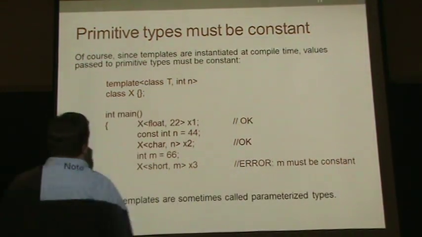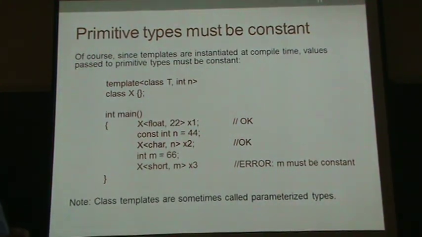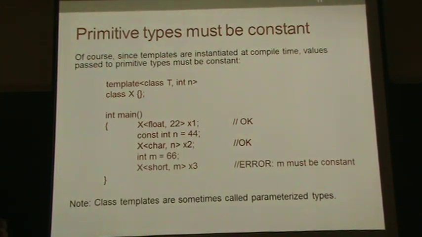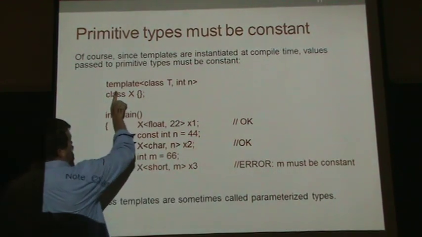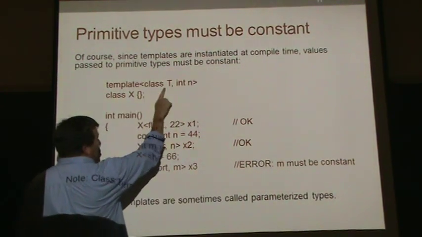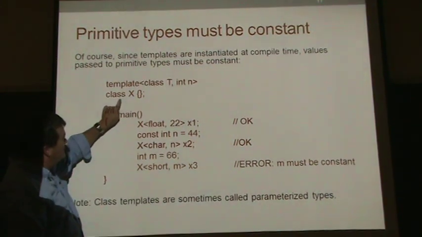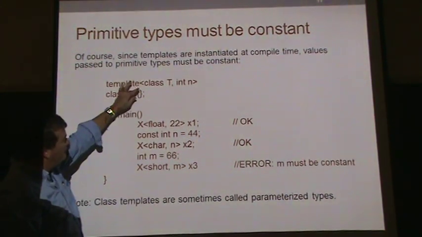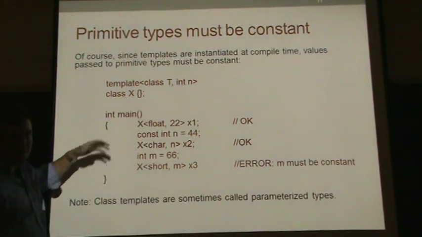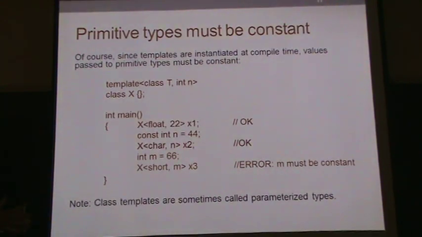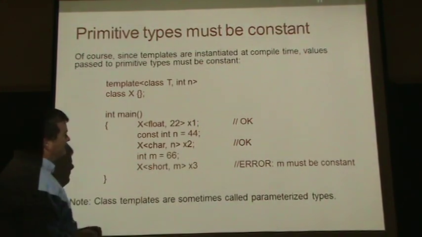Now, this is just one side thing to remember: the primitive types have to be constant. I think this will make sense to you intuitively. For example, we could do this. We can say template, class T and an integer n. Then we say class, and now we're going to describe the class, with an open paren and closed paren. Maybe n is used to build the class, so it could end up being a linked list of size 10, with n being 10.